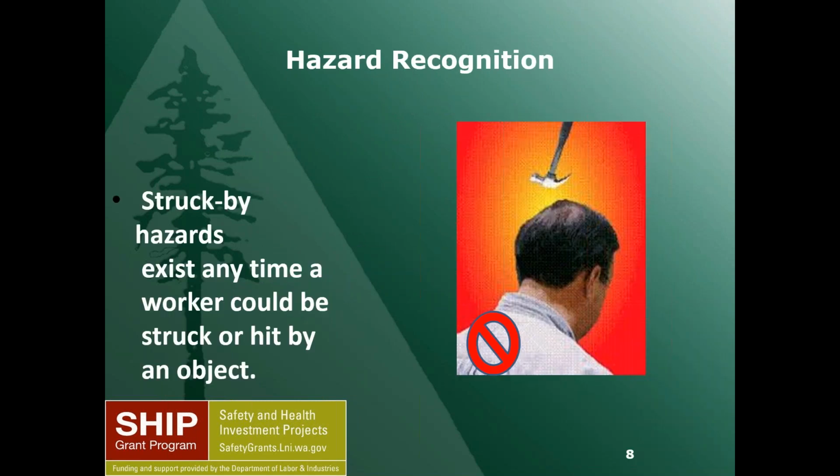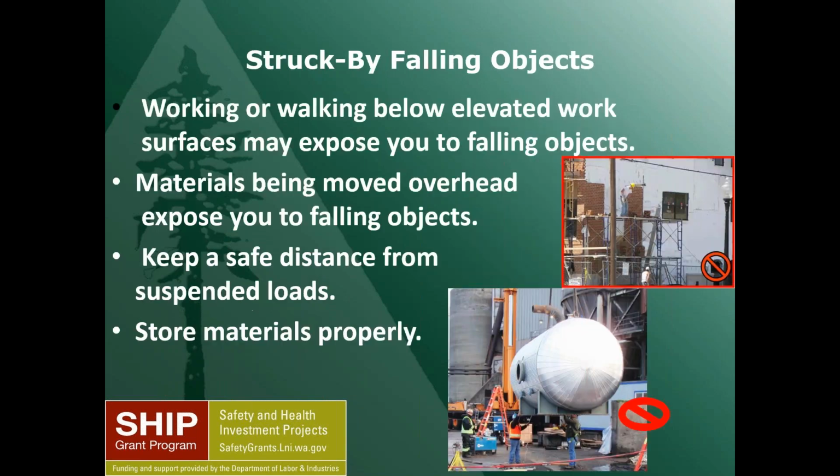So the big broad definition of this is they exist anytime a worker could be hit or struck by an object. Could be something as anecdotal as a hammer falling out. It could be something that we've got up on a crane or a hoist that slips out. It could be something up on a walkway that one of our employees accidentally knocks over the edge and hits them. So it's a lot of different things, and it could be a piece of equipment flat out running them over.